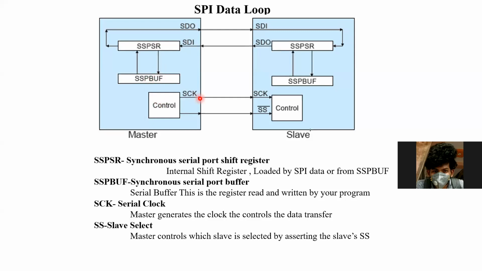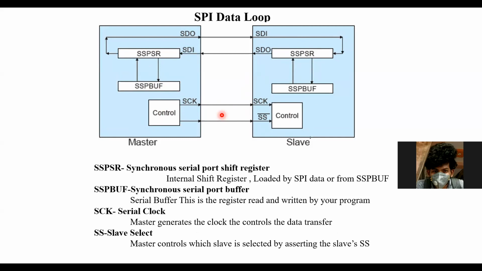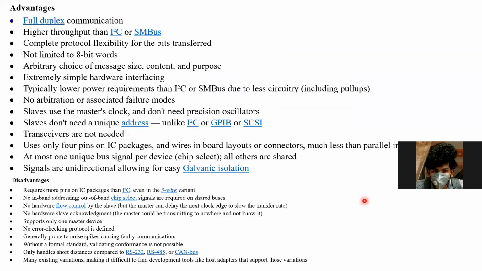Then the clock. I told you the clock has to be sent. Then SS means chip select. In which of the slave devices is selected? If there is more than one or two slave devices, it will select the particular device. So this is the SPI data loop.